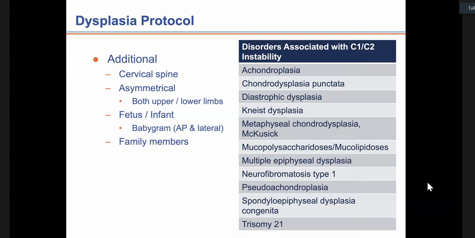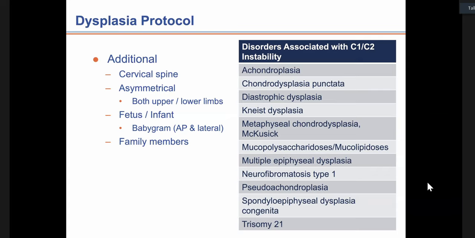Now, if the condition is asymmetrical, often, as I said, would be a mosaic condition, something like Ollier's disease, some of the gigantism syndromes, even sometimes neurofibromatosis, these sorts of things. Then you may want to do the imaging of both upper and both lower limbs. You're trying to find out, is one side overgrowing or is one side undergrowing?